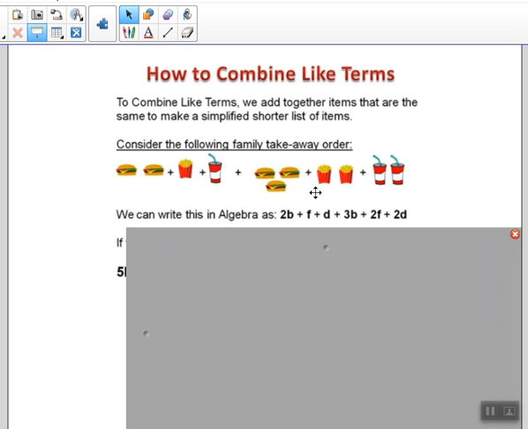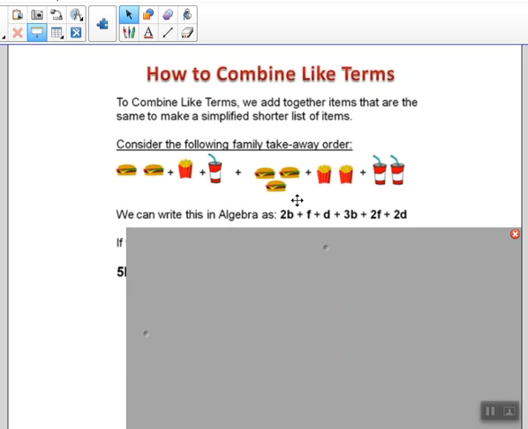Let's assume that we were going through the drive-through and you ask your family what they want, and someone says 2 burgers and a fry and a soda, and somebody else is like, yeah, I want 3 burgers and 2 fries and 2 drinks, and you're just kind of like, wow, you guys are hungry. But we could show this algebraically. We could say, that's 2 burgers right there, plus a fry, plus a drink. So far we've described that. Plus 3 burgers, plus 2 fries, plus 2 drinks. Now that's showing this part.